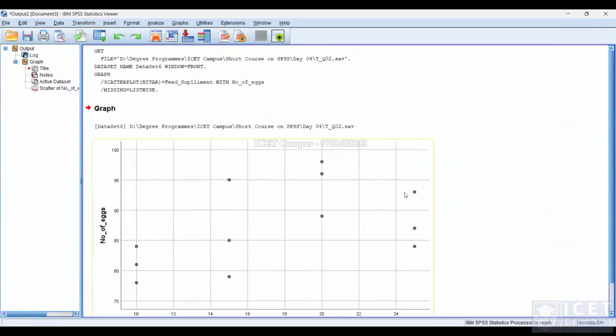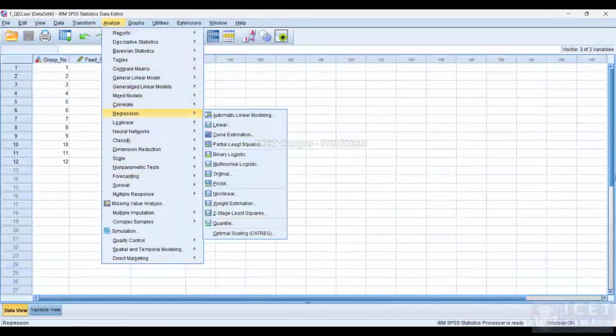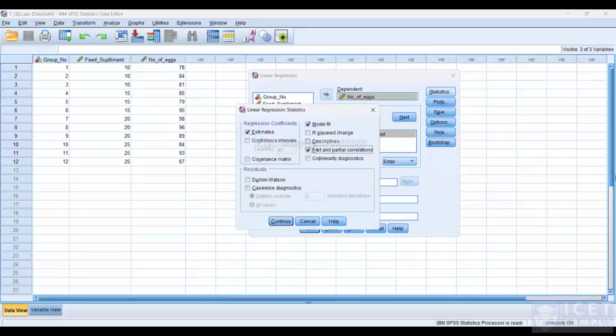If you observe this one, we cannot see a very good linear relationship. It is quite spread. So you can see here that the correlation is not strong, right? Like the previous question, because that was stronger than this one. Okay, so then we can go for the regression analysis, linear regression. Number of eggs is the dependent variable, the independent variable is this one. Then under Statistics, you can take descriptive statistics if needed. Yes, I will take it.